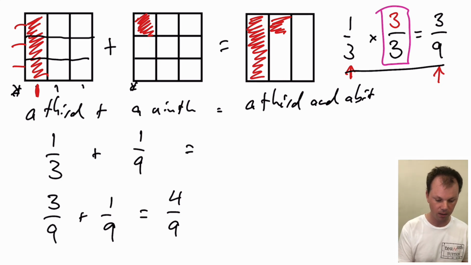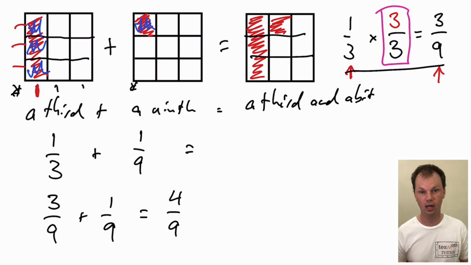Up in our diagram, we've got 1, 2, 3/9 plus another 9th equals our 4/9, and that's how the addition works. It's exactly the same with subtraction.